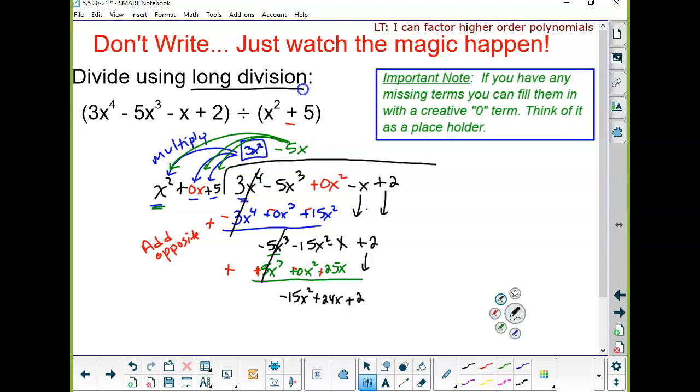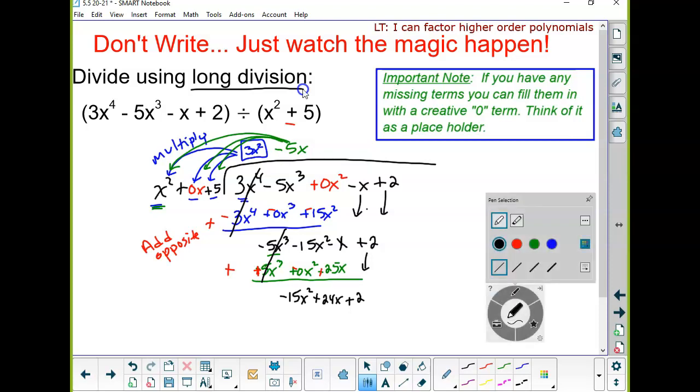Okay. And now we're going to keep going. Now it's a brand new problem. You can kind of think of it that way. Let's do, I don't know what's a good color, orangey. So now I have to make my leading term here, the x squared, look exactly like negative 15x squared. So I'm going to multiply by a negative 15.